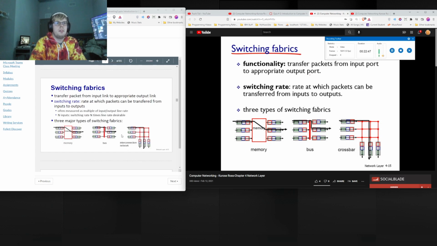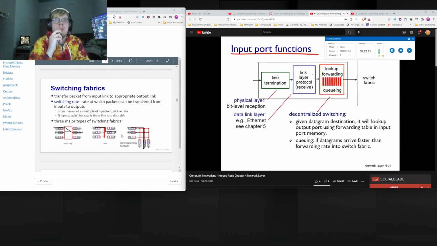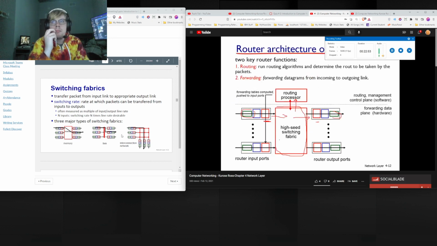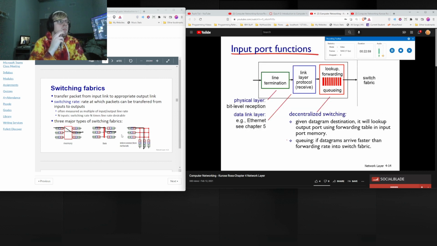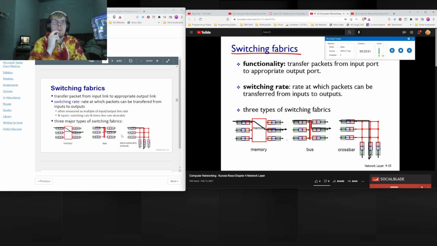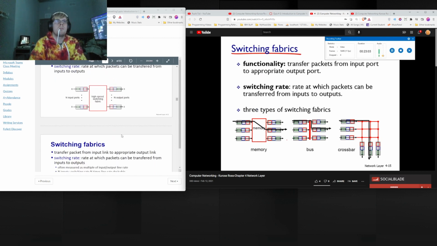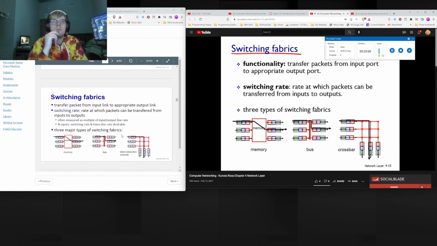It actually connects the router's input ports to the output ports. If you have seen in the diagram also, this high speed switching fabric connects the router's input port to the output port. This switching fabric is completely contained within a router, a network inside of a network router. So there is a network inside of a network router.